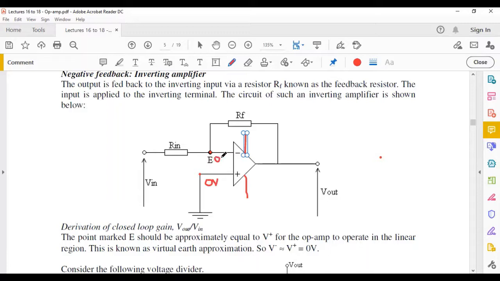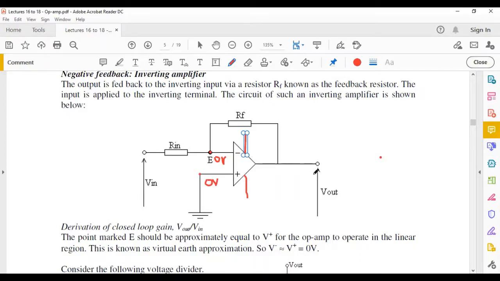It's called a virtual earth approximation, and it's a very important principle that we apply in analyzing op-amp circuits with negative feedback, because we are putting negative feedback simply to bring the circuit to stability. We don't want the V out to be just plus Vs or minus Vs. The only condition this can occur is when V plus and V minus are almost the same, like you've seen earlier. So if this is grounded, you would assume it's at 0.